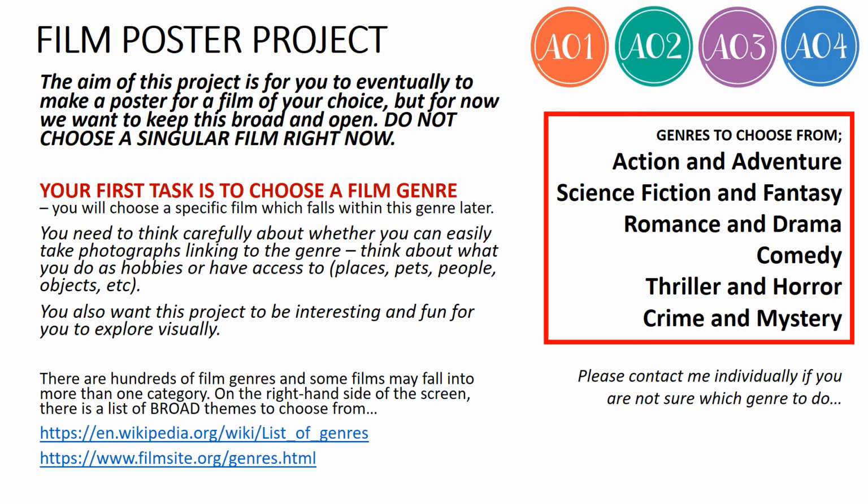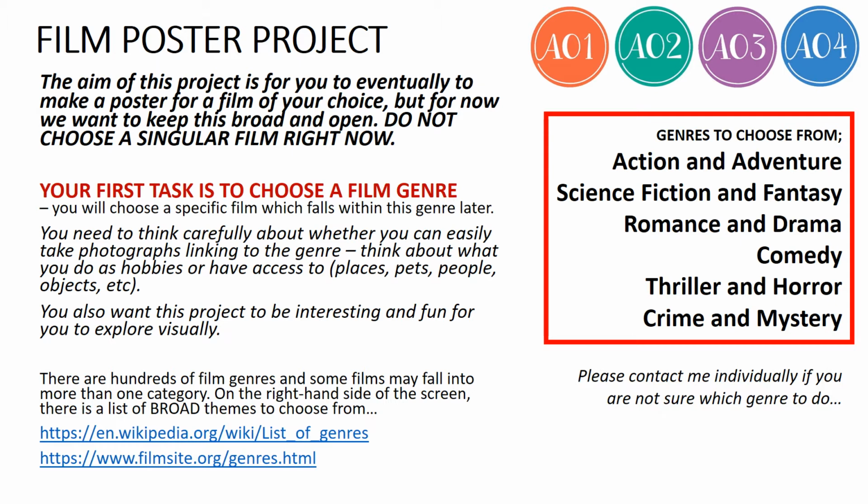You also need to think about what you can photograph easily. Don't just choose a genre that you like watching. Think about how you can photograph things that link to that genre. That part of your AO3 is for you to take photographs that link to your theme. Think about what you have access to. What are your hobbies? Where can you go? What pets do you have? What people do you know? What objects do you have that could potentially link to films?